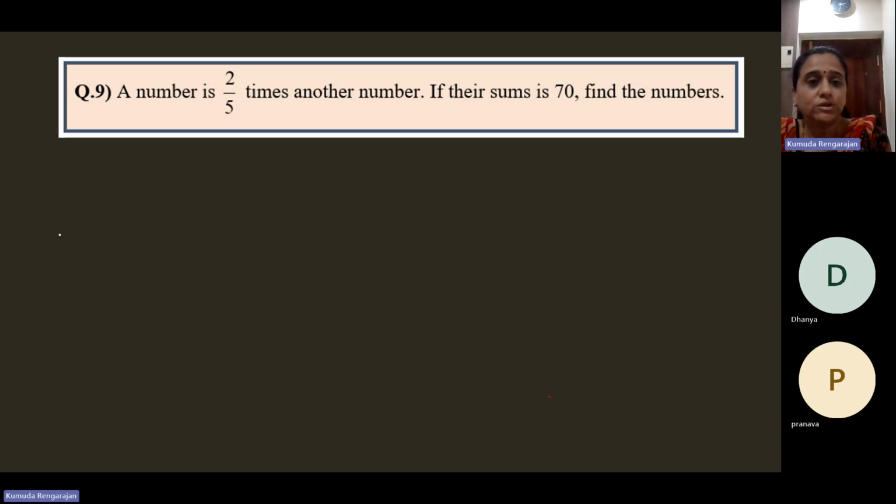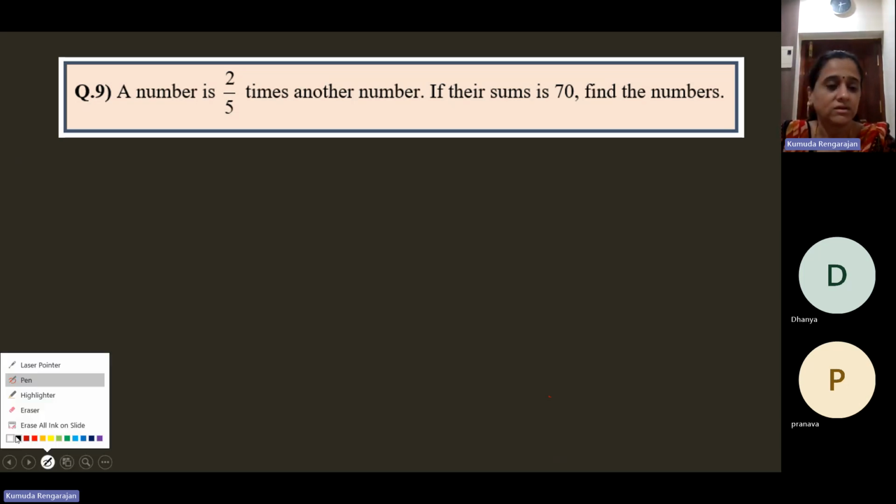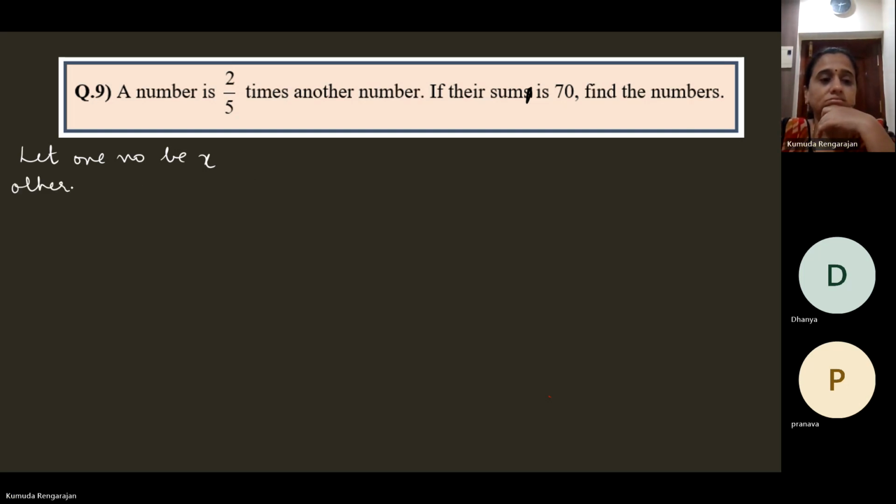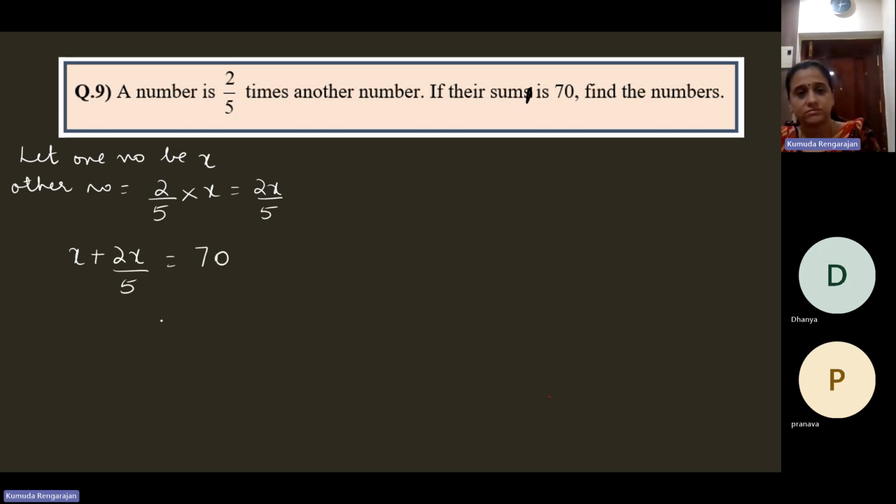A number is 2 by 5 times another number. If their sum is 70, find the numbers. Correct?